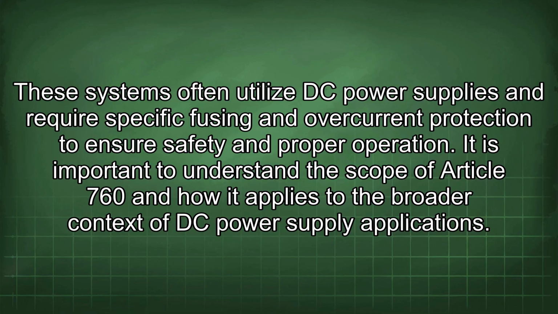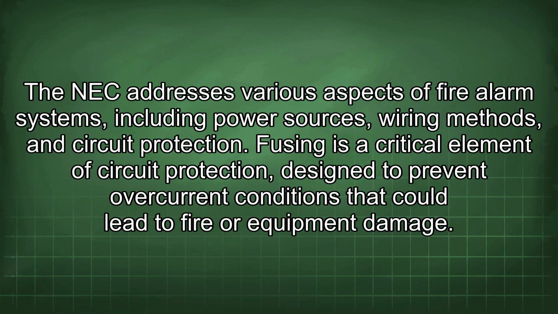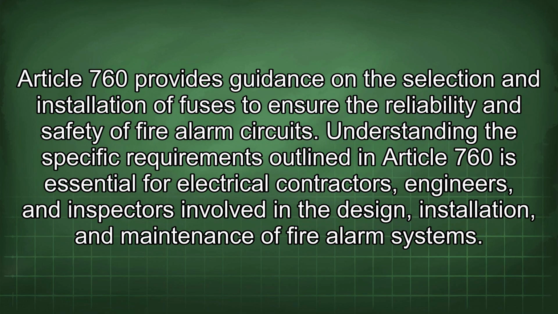It is important to understand the scope of Article 760 and how it applies to the broader context of DC power supply applications. The NEC addresses various aspects of fire alarm systems, including power sources, wiring methods, and circuit protection. Fusing is a critical element of circuit protection, designed to prevent overcurrent conditions that could lead to fire or equipment damage. Article 760 provides guidance on the selection and installation of fuses to ensure the reliability and safety of fire alarm circuits.